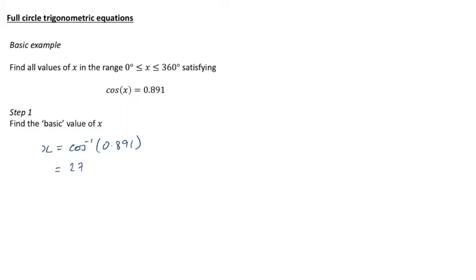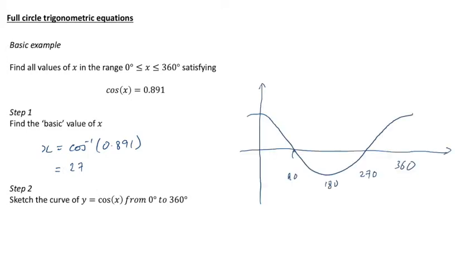Step 2, we would sketch the curve of y equals cos x from 0 to 360, and it looks like that. Step 3, we'd mark our existing solution onto the graph, so we go across from 0.891, hit the curve and go down to 27, or vice versa.